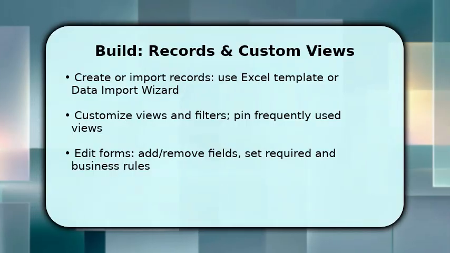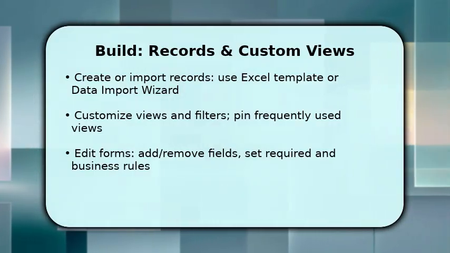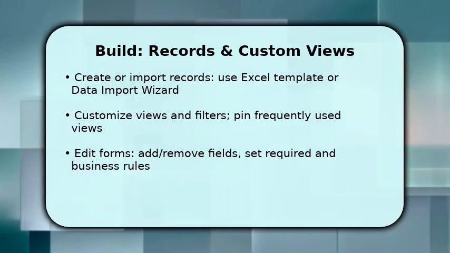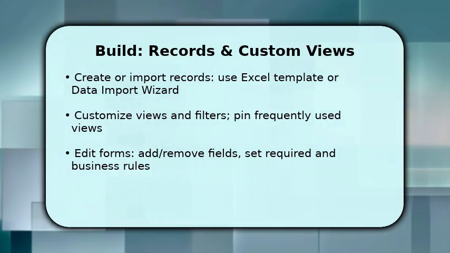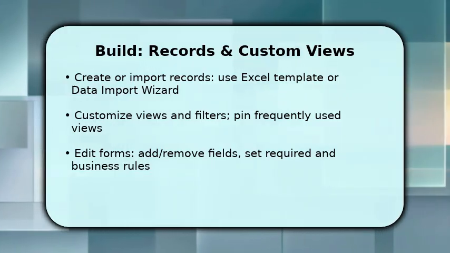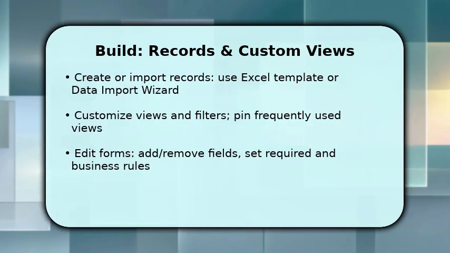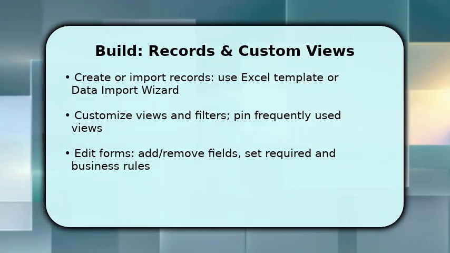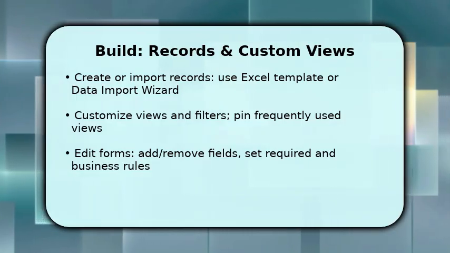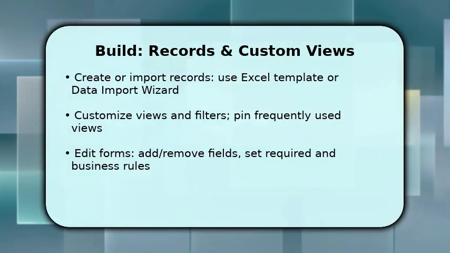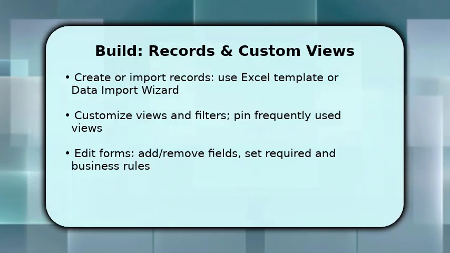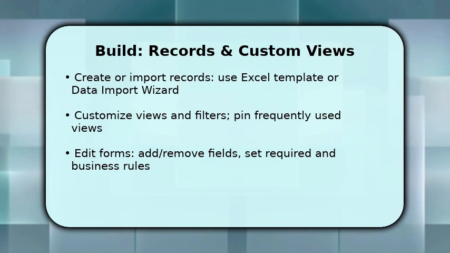Once your environment is ready, create or import records. Use the Excel template for quick imports or the data import wizard for bulk updates. This preserves relationships. Next, customize views and filters so you only see relevant columns and pin those views for quick access. Then open Form Editor to add, remove, or reorder fields and set required fields and business rules to enforce process. These changes improve data quality and speed daily tasks, so make small tweaks and test with sample records.